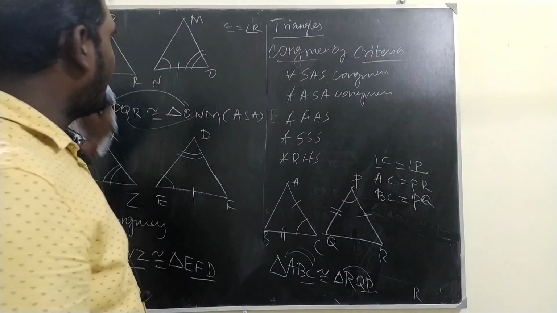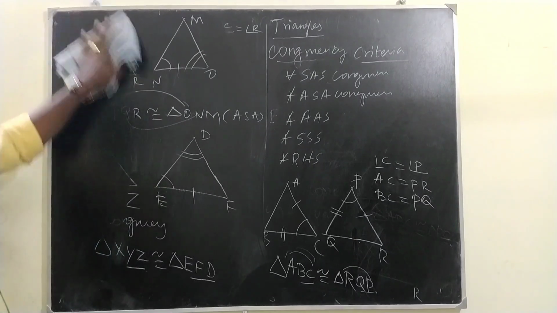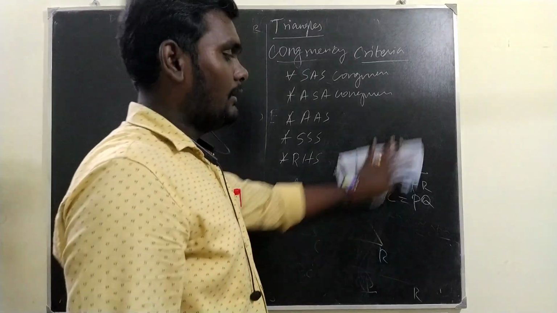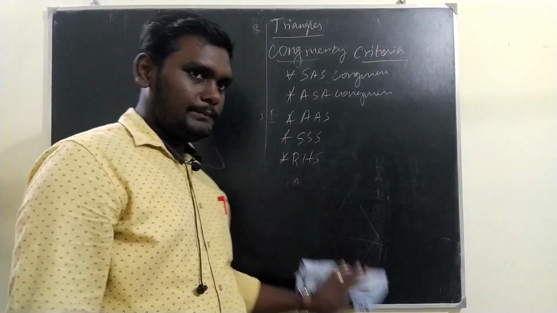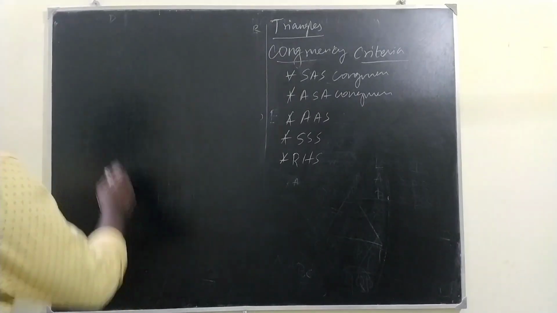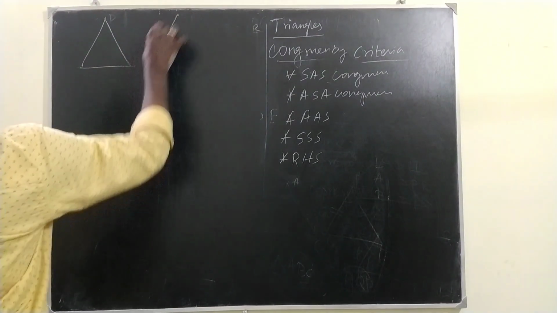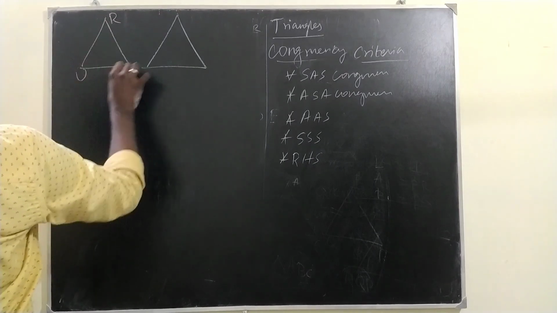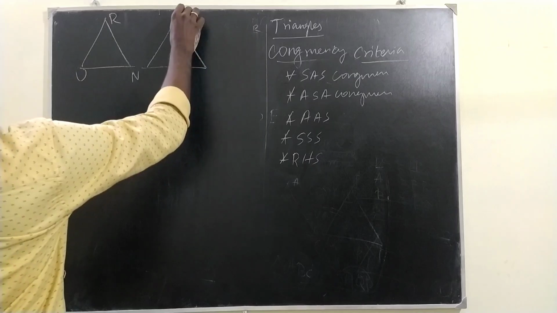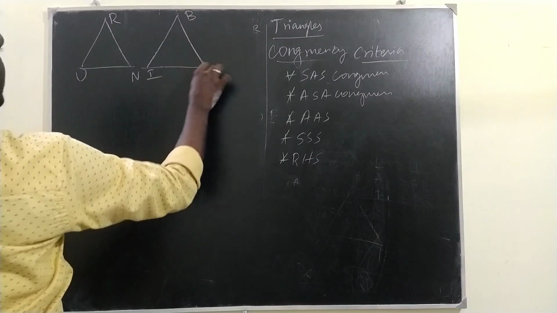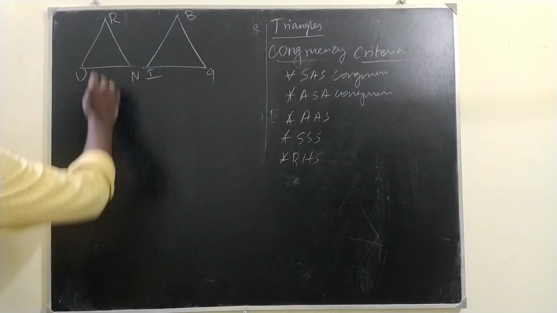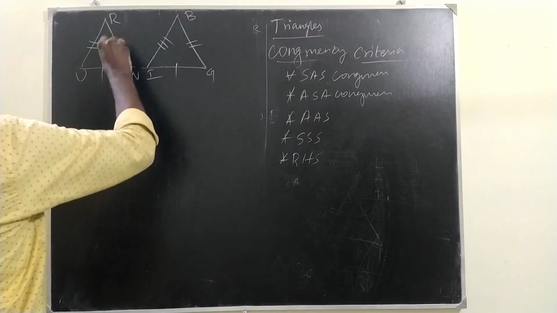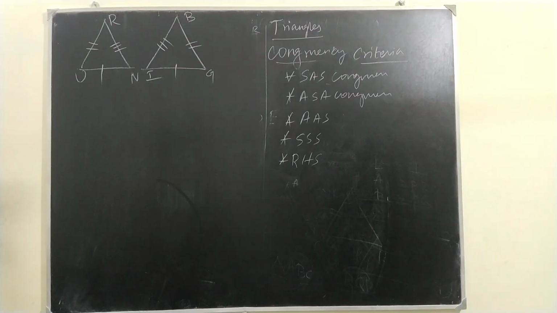And then the other one, SSS congruency, the name itself states that. Can you guess what SSS congruency is? All three sides should be equal. That should be corresponding sides. Okay. So I'll give you one example. You just say what congruence it is. This is RUN, and then this is DIG. These two are triangles, and this side equals this one, this side equals this side, this side equals this side. So here what congruency does it follow?